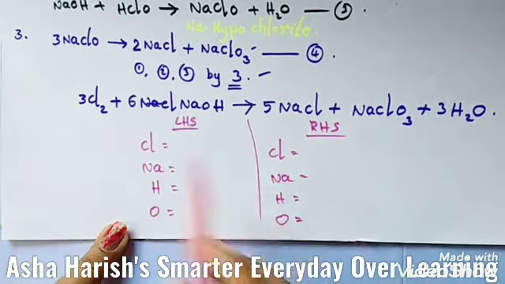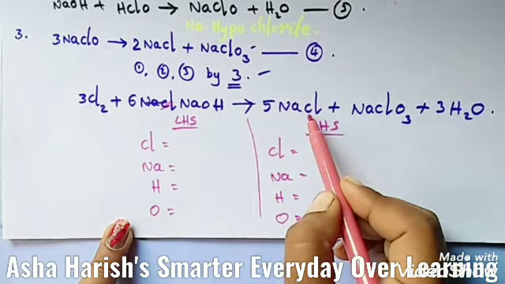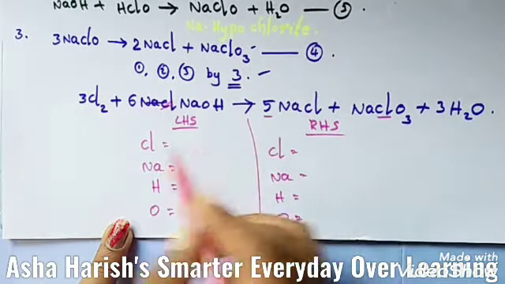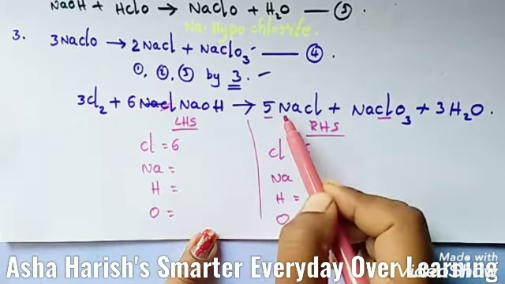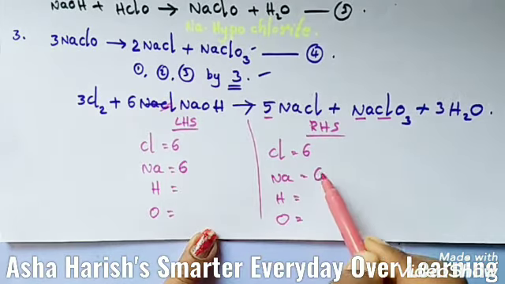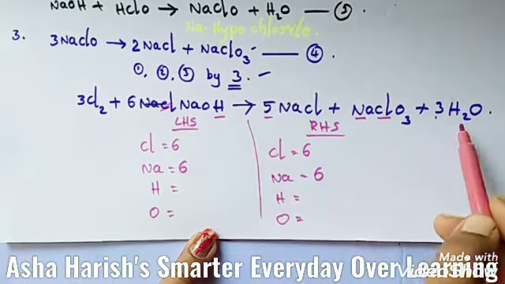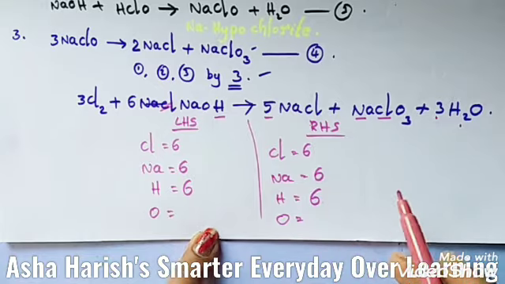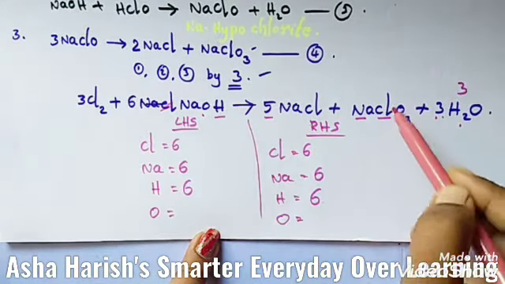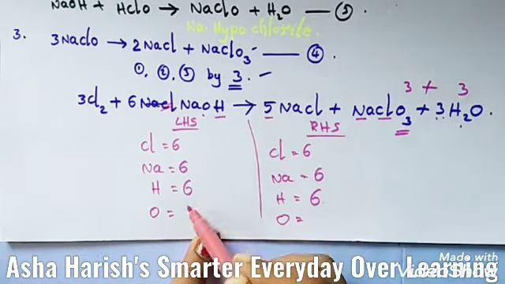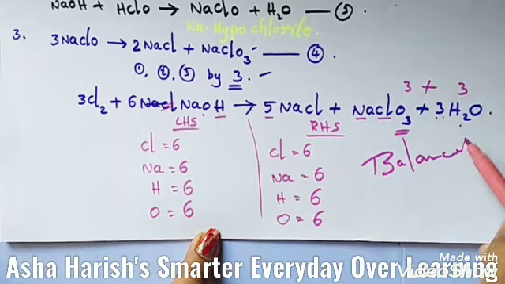Coming to chlorine atoms, here 3 2s, 6 chlorine atoms. Here, students, 5 plus 1, so 6 chlorine atoms. Coming to sodium, here 6 sodium atoms, here 5 plus 1, so sodium atoms also 6. Coming to hydrogen, here 6 hydrogens and here 3 2s, 6 hydrogens. Coming to oxygens, 6 oxygens, here also 3 plus 3, so 6 oxygens. Now the equation is balanced.